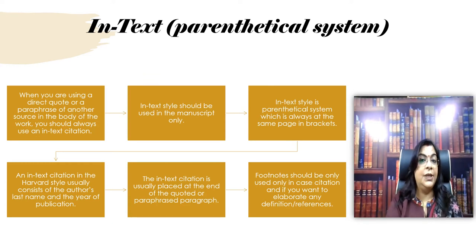That means it is not related to the references. It has to be used in the manuscript only. Then in-text style is a parenthetical system, which is always on the same page in brackets, as I already said. It usually consists of the author's last name and the year of publication. As I said, the author's last name or surname, and then the year of publication. Then it is usually placed at the end of the quote or paraphrased paragraph.